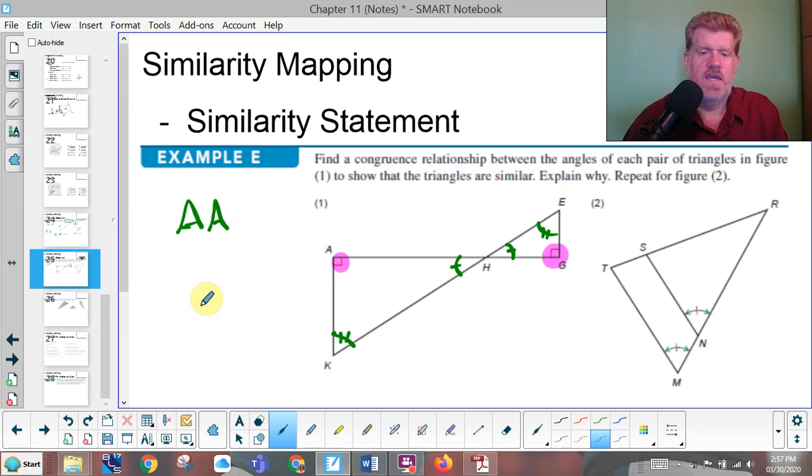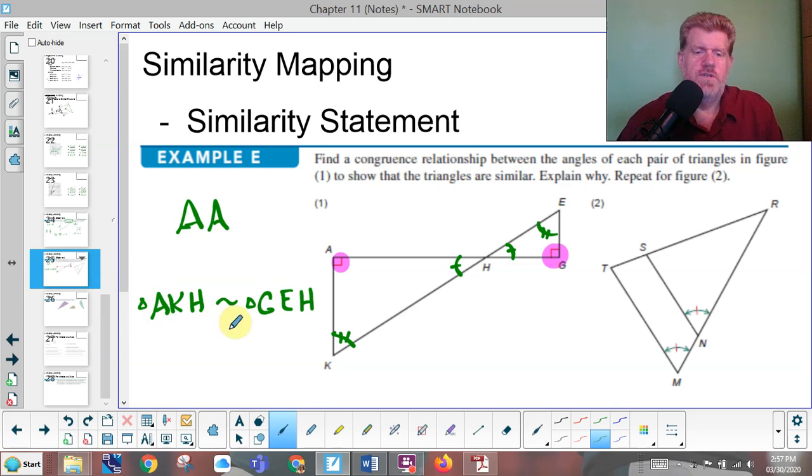So the similarity statement would be this. Let's say triangle AKH. Similar is just one squiggle. A equals G, K equals E, and H equals H. So this similarity statement means that these triangles have a proportion. It's possible that this triangle is half the size of this triangle. We don't know what the proportion is. We don't know the scale factor. We just know it has one because of angle-angle.